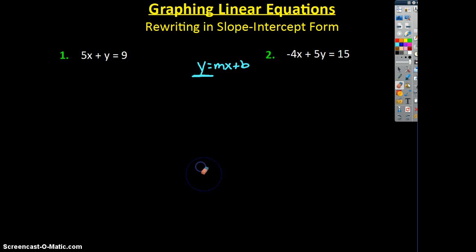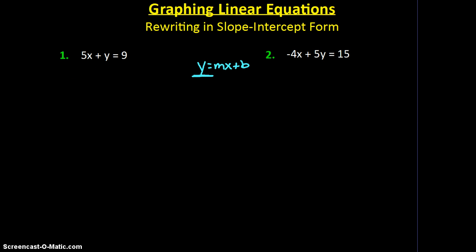I have a simpler one and a little bit more challenging one. The first one we're going to work with is this one over here, number 1, and we want to get y by itself. So this is the goal. We want to have y equals mx plus b, because then we can identify the slope and the y-intercept really, really quickly. Very easy way to do that.